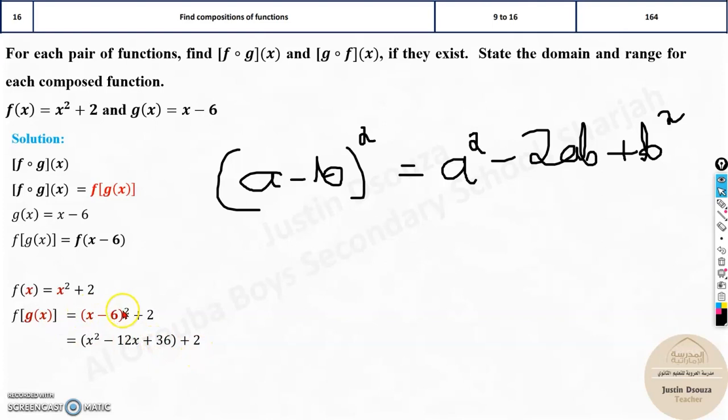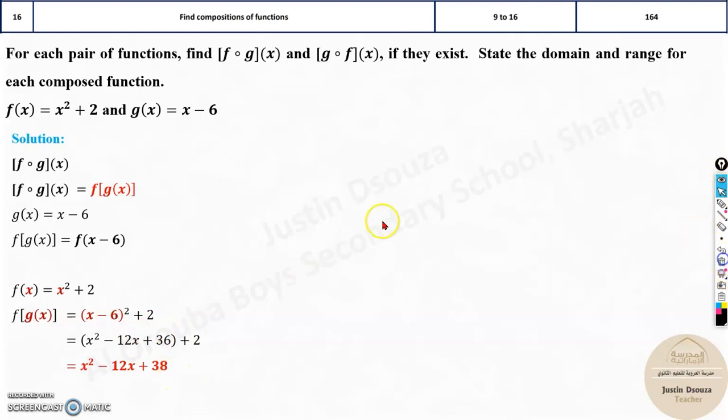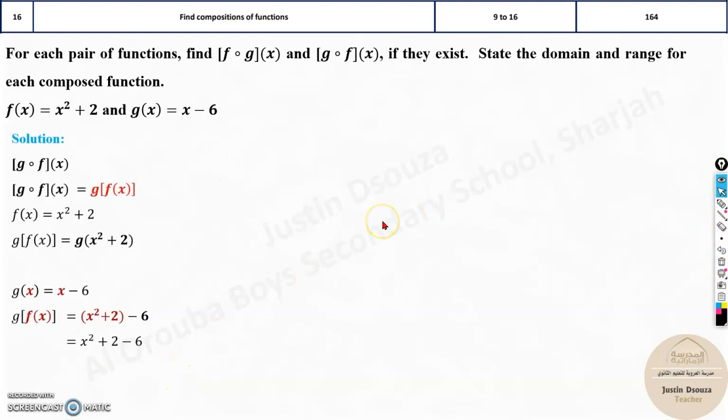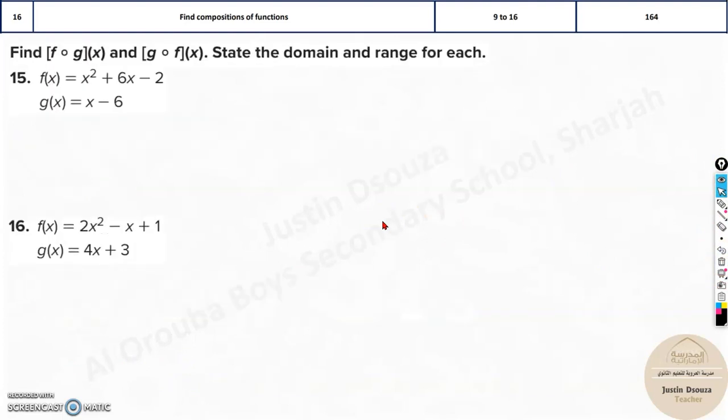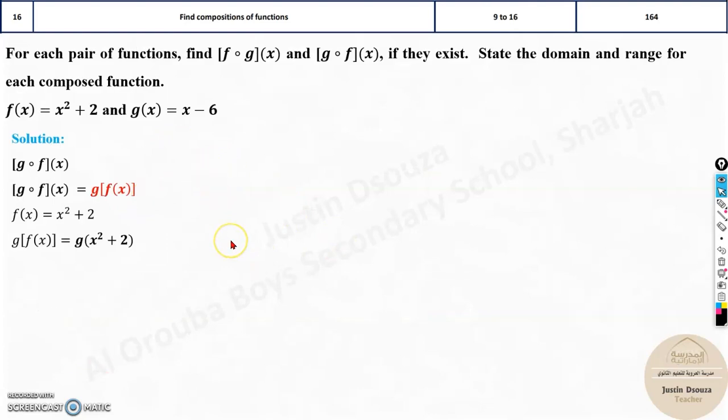Why? Because a squared is x squared, minus 2 is a constant. 2 multiplied by 6 is 12, and multiplied by x, it'll be minus 12x. Plus 6 squared is 36, and add 2 to it. This is your final answer. That's it. So this is how we find the function. Now, I just realized the domain and ranges are not written, but anyways, that is how you solve it.